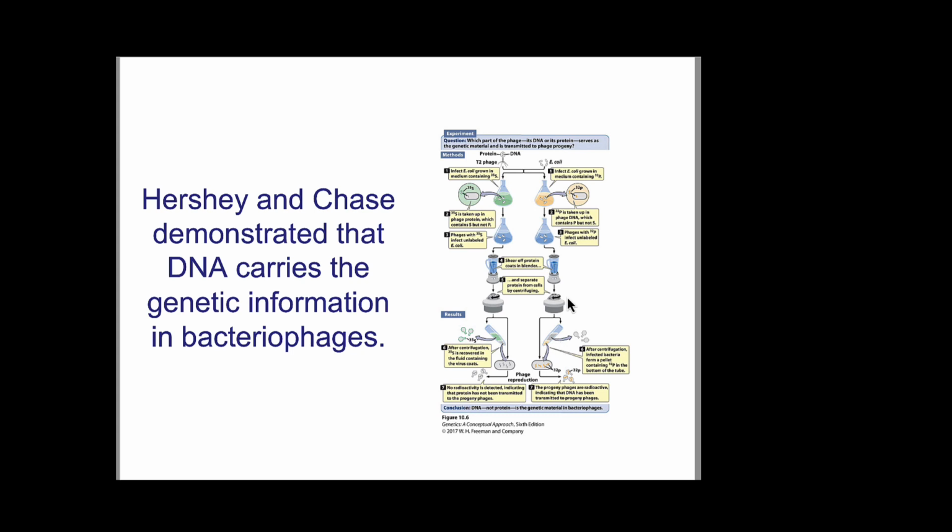However, in the radioactively labeled P32, after centrifugation of the infected bacteria, they found P32 radioactivity in the pellet, which is where the nucleic acid, the DNA, was. Okay, so the progeny phages had radioactivity in them. This suggested, or further confirmed what the previous experiment showed, that DNA, not protein, is the genetic material in bacteriophages.